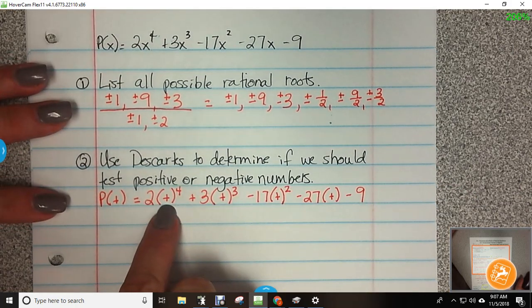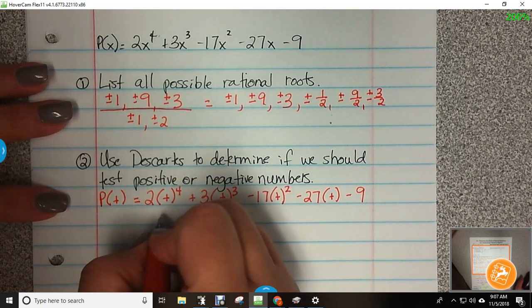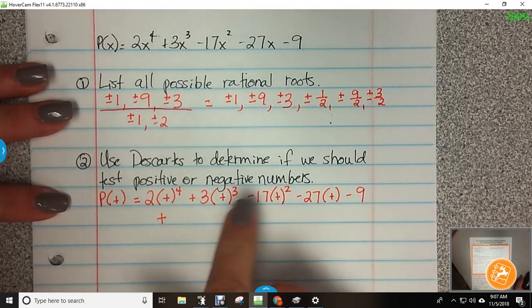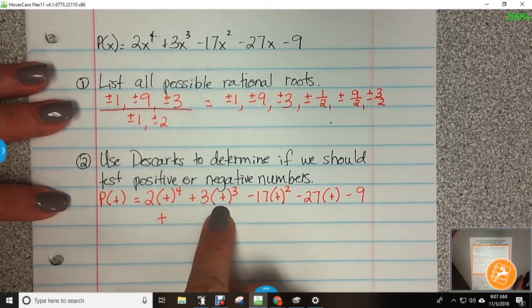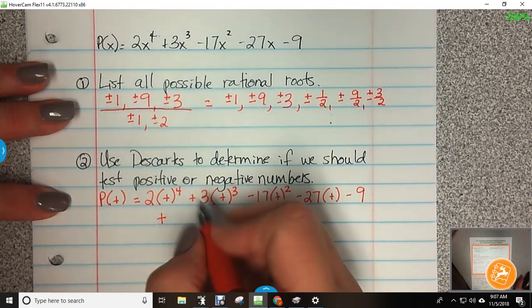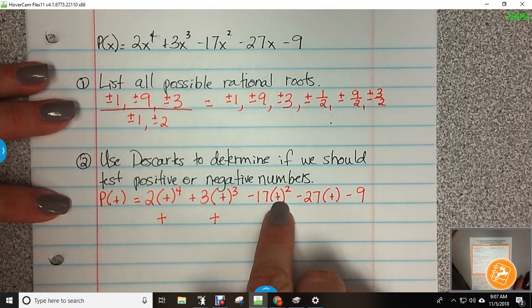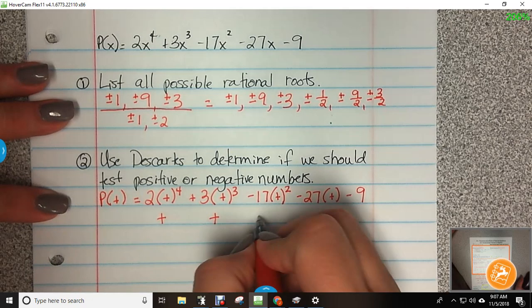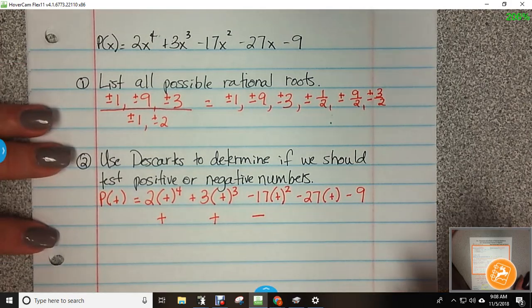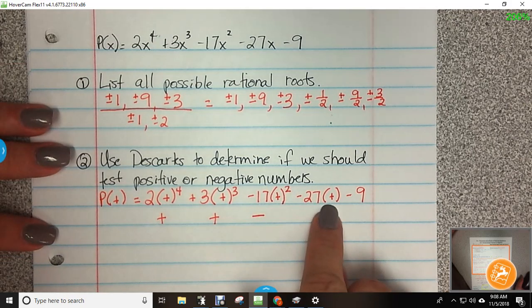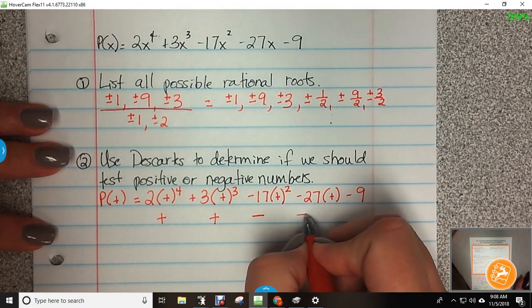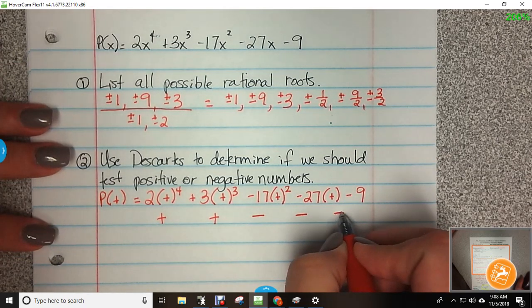So when I do a positive number to the 4th power, I get a positive number, times 2 will give me a positive number. For the next term, a positive number to the 3rd power gives me a positive number, times 3 gives me another positive number. A positive number squared is positive, times negative 17 is going to make that term negative. A negative 27 times a positive number will give me a negative number, and then my 9 is negative.